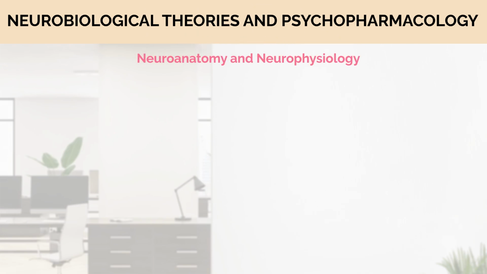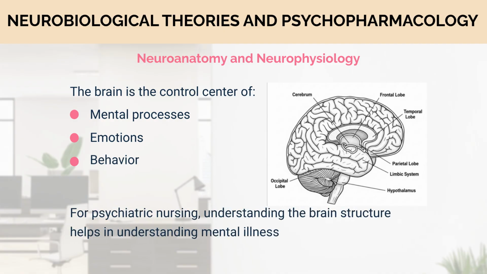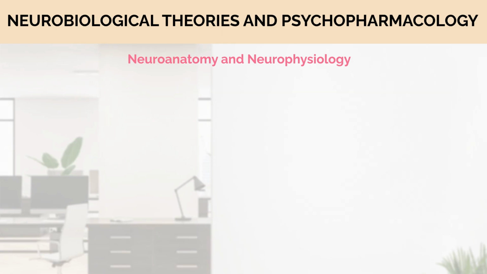Let's now look at what the brain is all about. The brain is the control center of mental processes, emotions, and behavior. For psychiatric nursing, understanding the brain structure helps in understanding mental illness. Moving forward, we will look at the various brain structures and how brain function relates to mental health conditions.